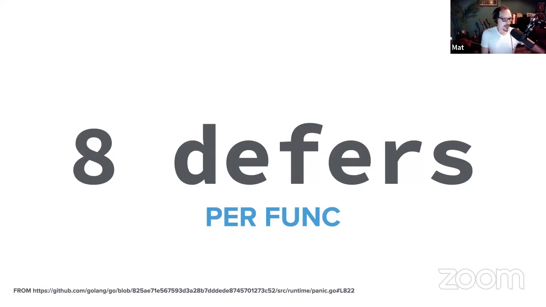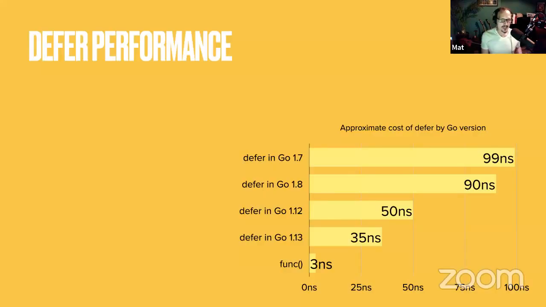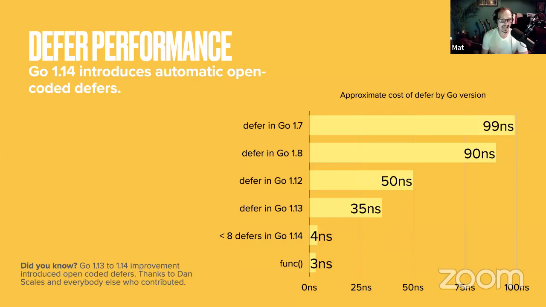So if you're lucky enough to only have 8 defers in your function, let's see what performance we get out of this. Remember, Go 1.13, 35 nanoseconds approximately was the cost. Calling functions naturally is 3 nanoseconds. With this optimization, with 8 or fewer defers, it's down to 4 nanoseconds. So this finally puts to rest any talk of avoiding defer for performance reasons.